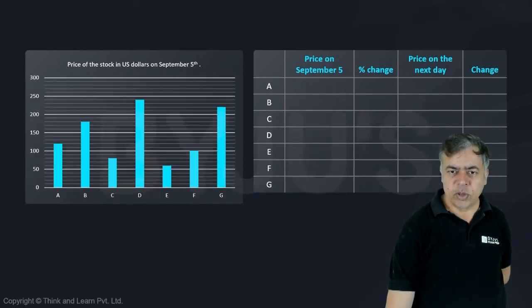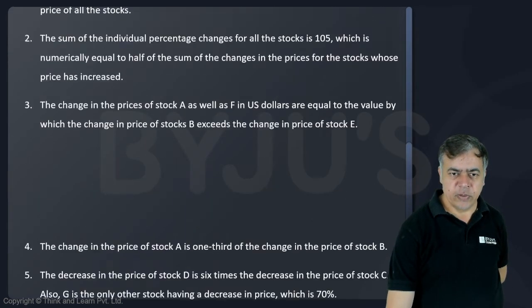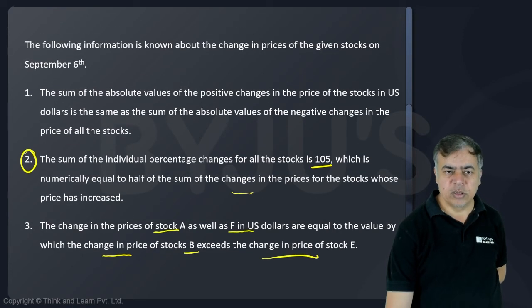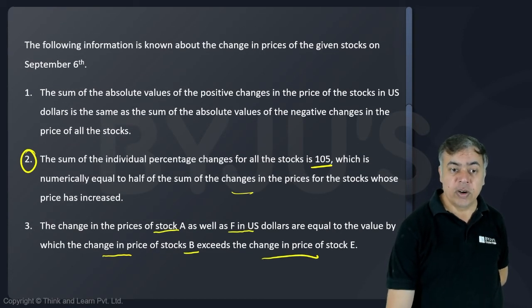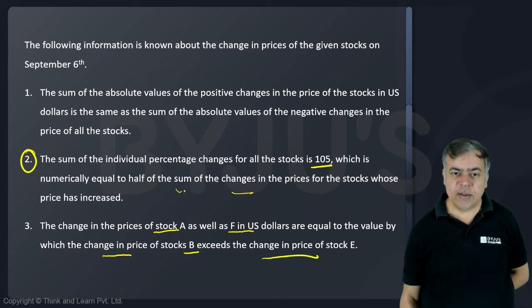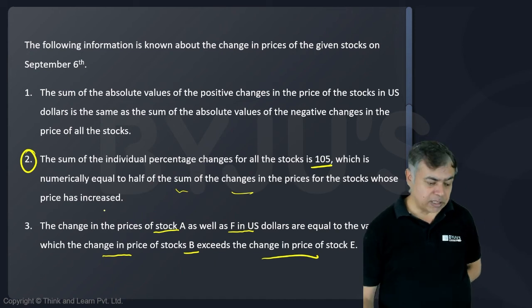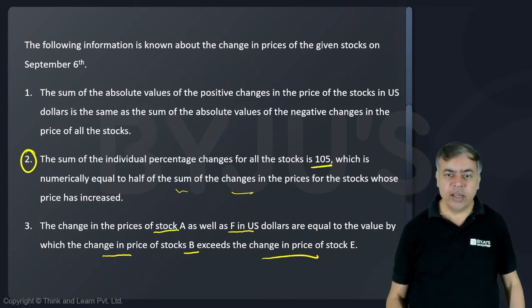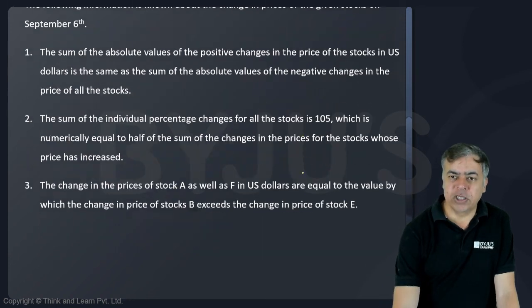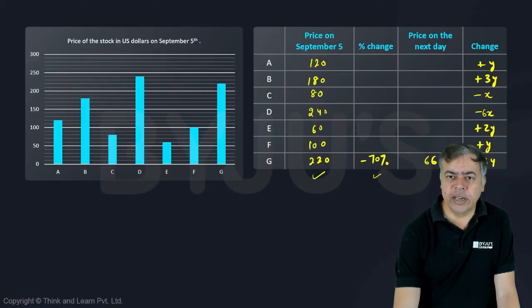Okay, well, one more thing is there, right? We have done the third, second also. Second is not given, we have not done the second. The sum of the individual changes is numerically equal to half the sum of the changes in the positive change prices. Okay, so positive changes, the total should be 210.